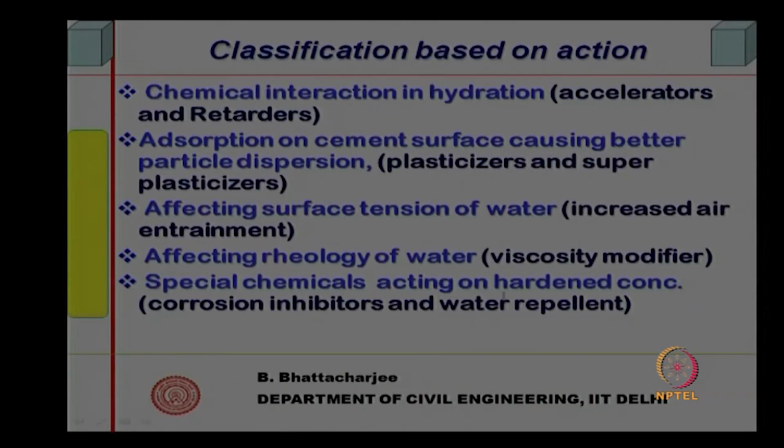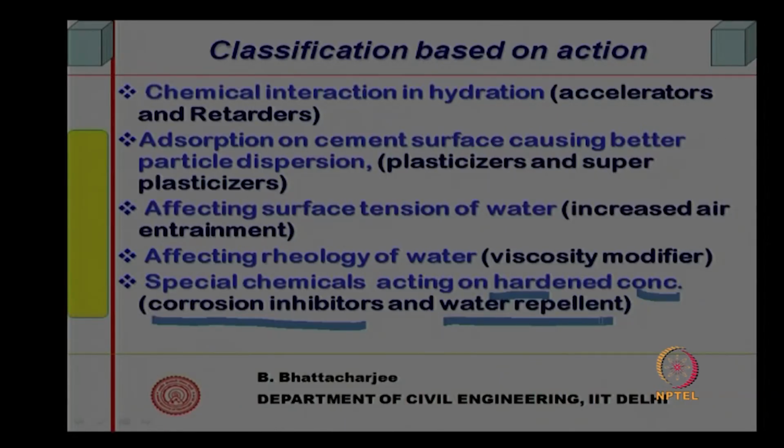Then there are special chemicals. They act on hardened concrete, like corrosion inhibitors and water repellent. So, this is the classification based on their action, but simultaneous naming is also given side by side. They can be classified as accelerator, retarder, plasticizer, superplasticizer, then air entraining agent, viscosity modifier, corrosion inhibitors and water repellent. This classification is actually based on their action.